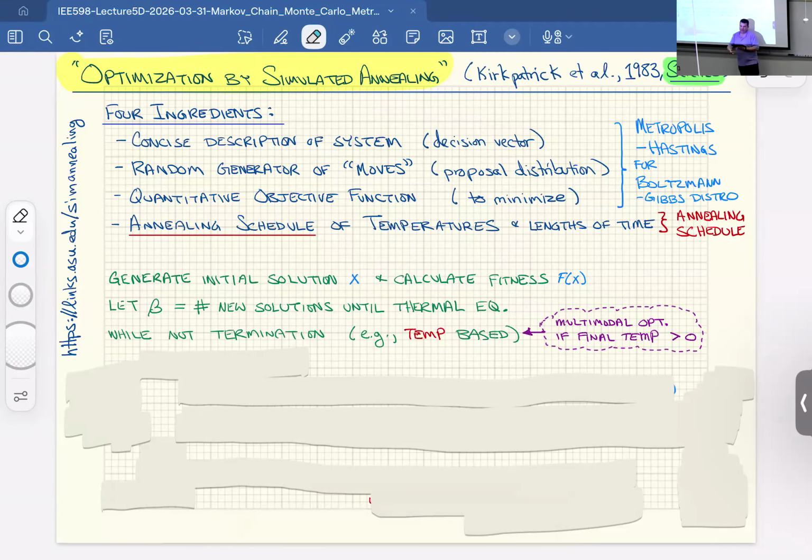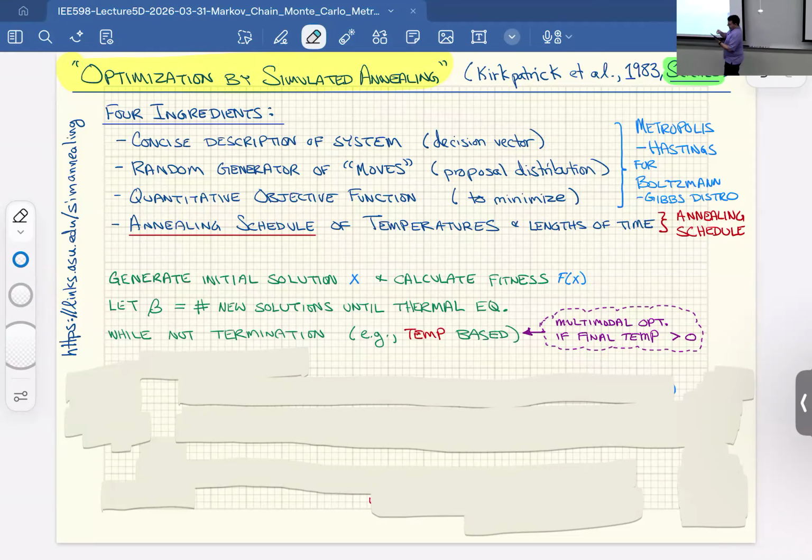While not termination, this termination might be based on temperature. It might be that once I hit what I'm defining as the coldest temperature, and I run for beta time steps, I just stop there. You could make it based off of something else, like you could allow this thing to run for longer, but very often in the simplest case, it's just based on the annealing schedule. So you've cooled it enough, and that's you done.